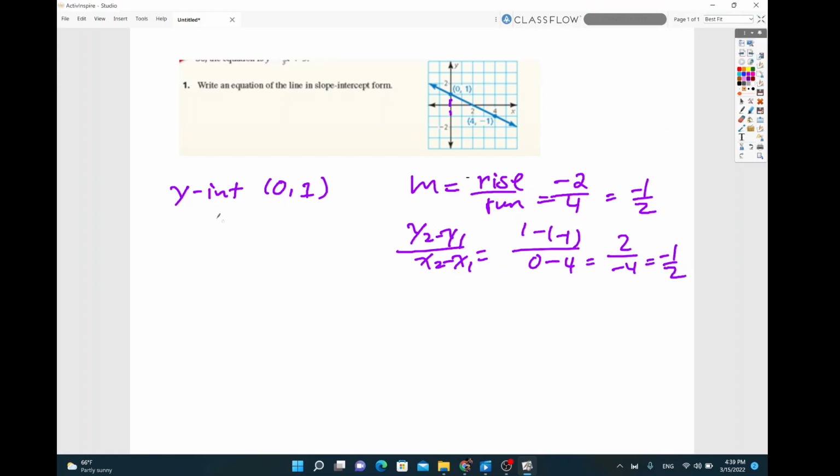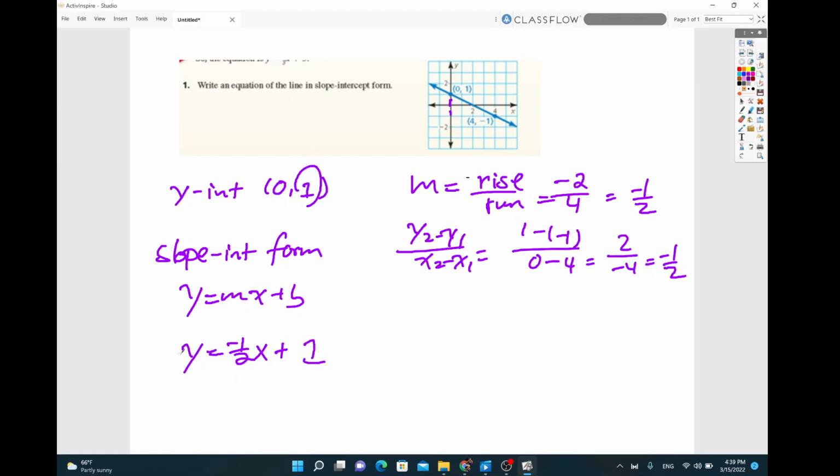Since we found the slope and the y-intercept, we just put them into the slope-intercept form, y equals mx plus b. So y equals -1/2 times x plus the y-intercept, which is 1. That's how you get the slope-intercept form.